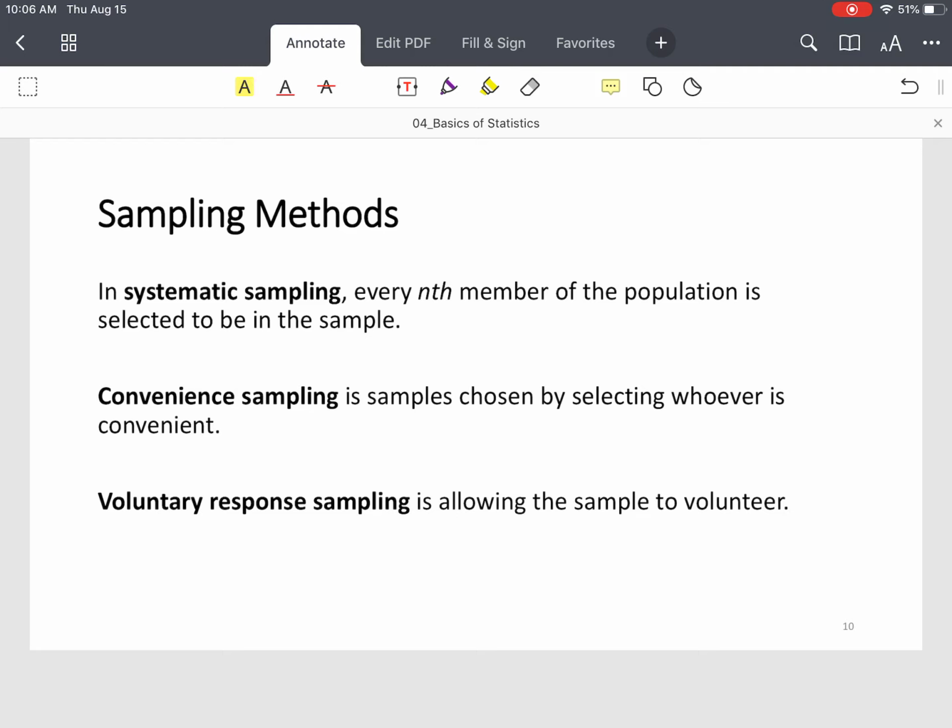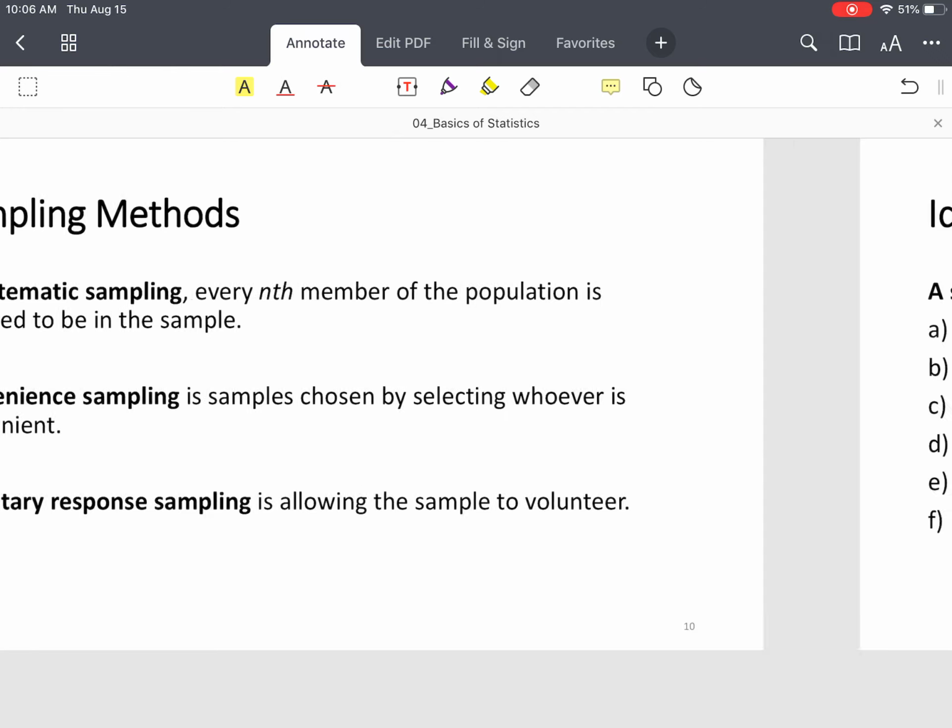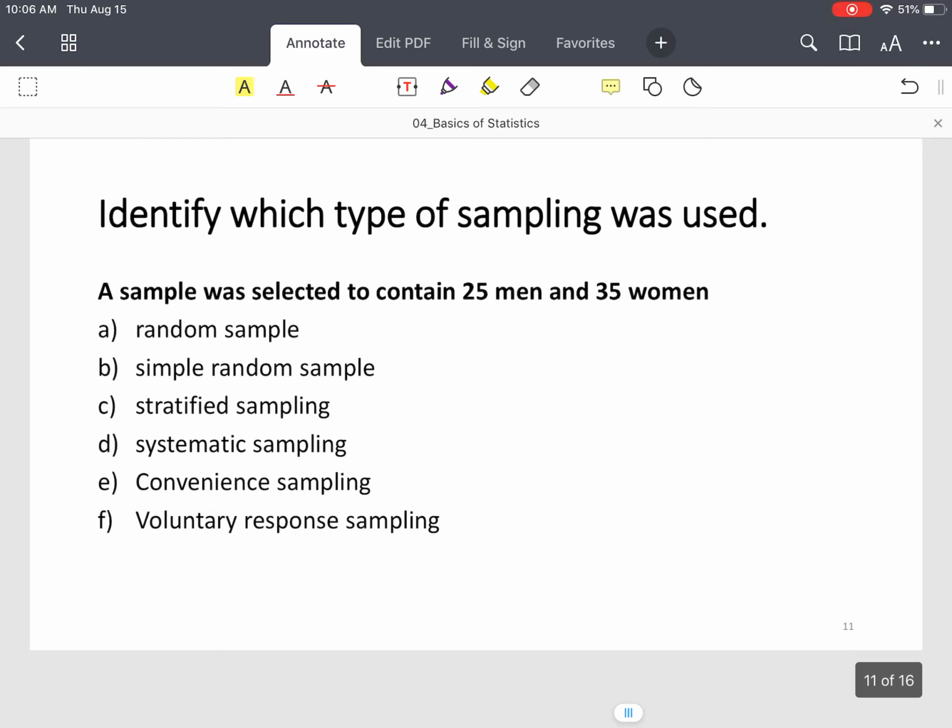And then voluntary response, we all get that. Anytime we go to the store, typically on the receipt, there's always a "complete this survey" invitation, okay? That's voluntary response. It's on the consumer, the end user, to decide to opt in to the survey. So that's what it is. It's voluntary response. All right, then we got a couple questions here.